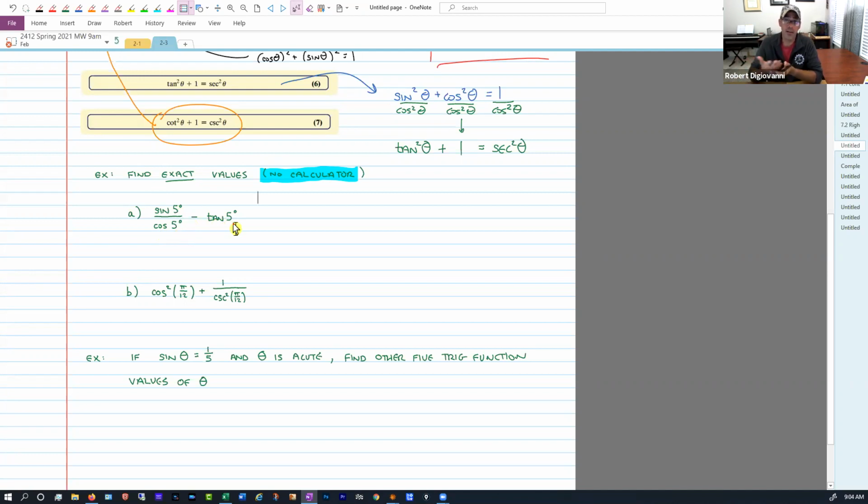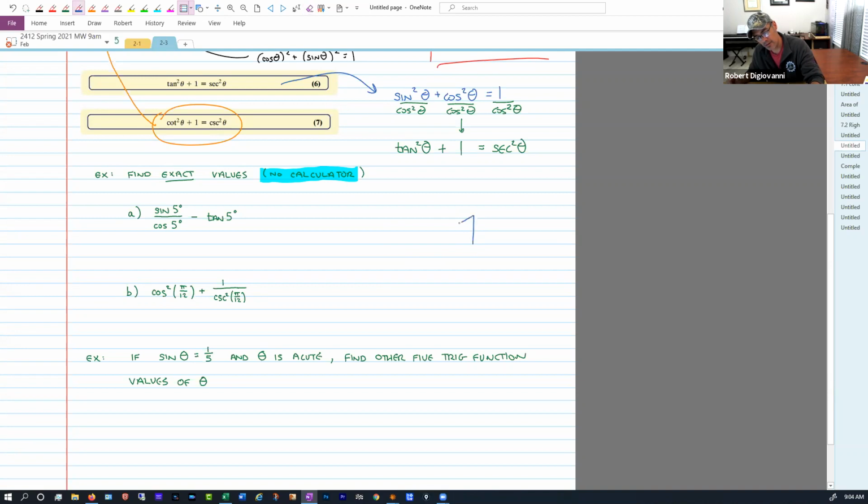Now, without a calculator, we don't know what sine of 5 degrees is. We don't know what cosine of 5 degrees is. So what I need you to understand here is we have a right triangle. Let me just start over.